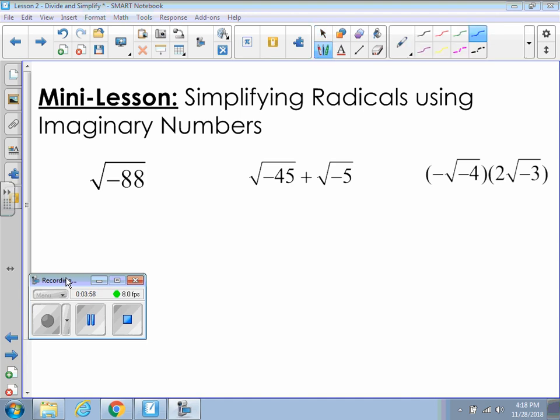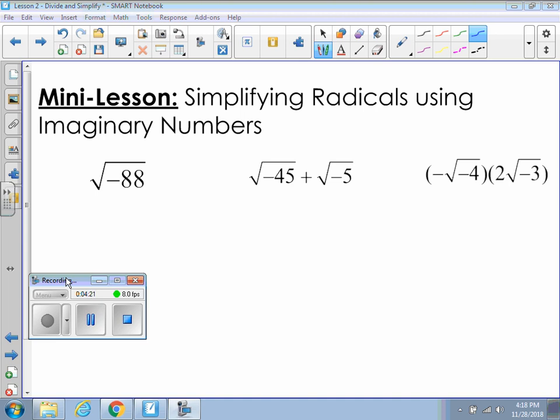So back when we did radicals, we said we couldn't take an even root of a negative number, because that would not give us a real solution. So we would just say no real solution and move on. However, now we know about these things called imaginary numbers. So we can simplify radicals that have even roots, even indexes, using i. So let's look at the first one.